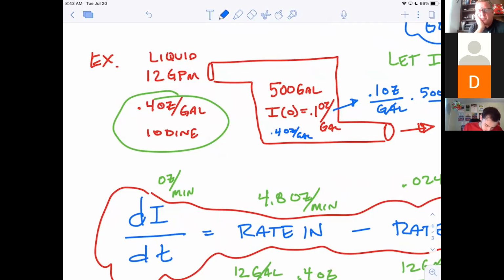Well, notice what happens. If you take 0.4 ounces per gallon times 500 gallons, that's 200 ounces of iodine. So in a sense, you could say, well, it's a good thing that 200 showed up there because that's what's going to happen over time. So it's a small wonder that 200 showed up. So that's just kind of cool to notice, isn't it?